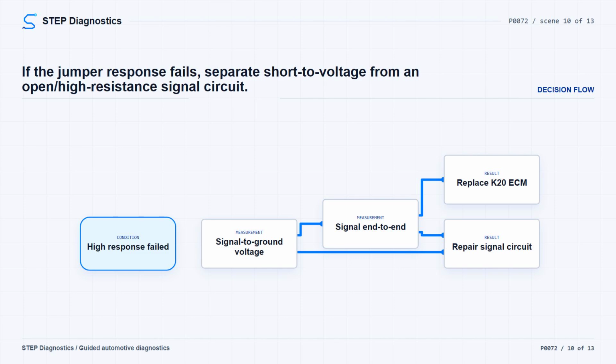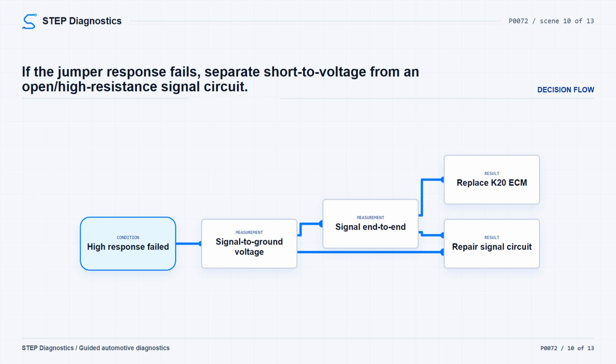If it is less than 1 V, turn the ignition off and test the signal circuit from the component harness to the other end of the circuit. That should be less than 2 ohms. If it is 2 ohms or greater, repair the open or high resistance in the circuit. If it is less than 2 ohms in that branch, the path calls for replacing the K20 engine control module.